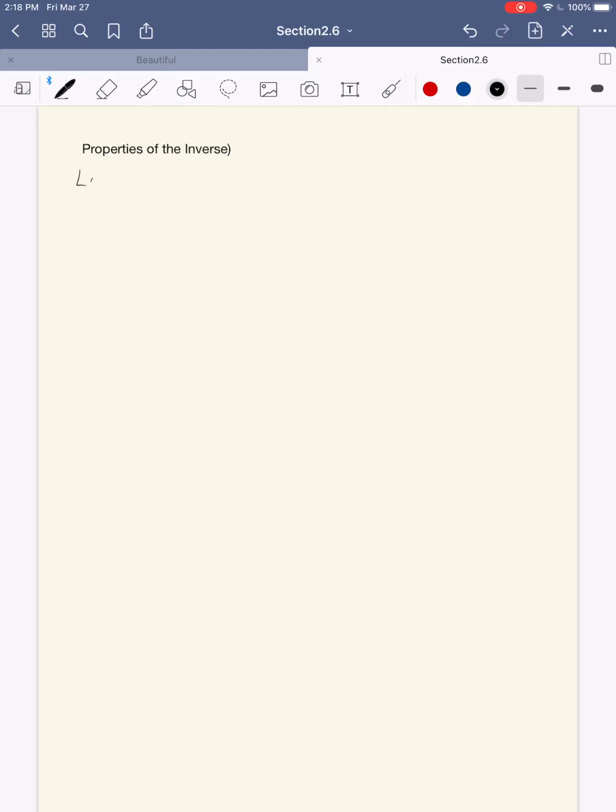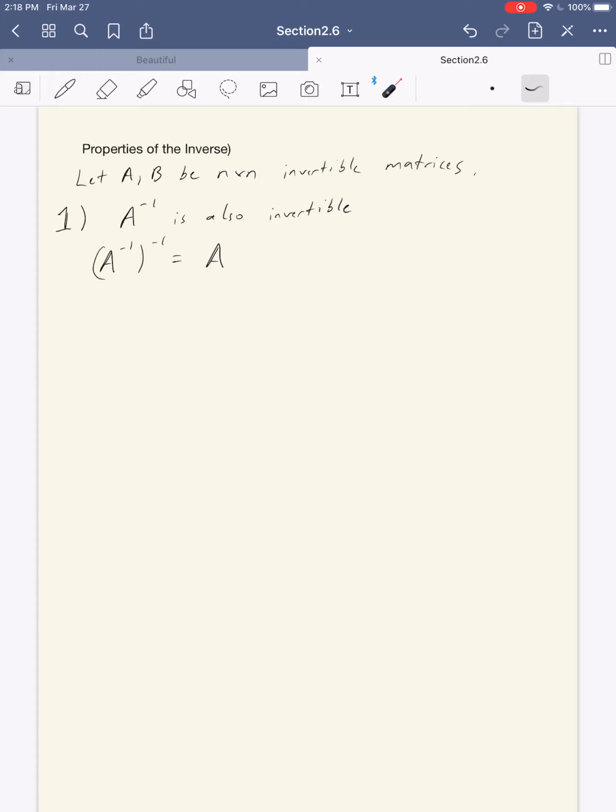So for this, we're going to let A and B be n by n invertible matrices. Okay, so we're going to assume that we have these two invertible matrices of the same size. So property number one, A inverse is also invertible. And we get that the inverse of the inverse is the original matrix. So this first property says that if you have a matrix A that is invertible, then its inverse is also invertible. So the inverse has an inverse. And as you would expect, the inverse of the inverse is the original matrix.